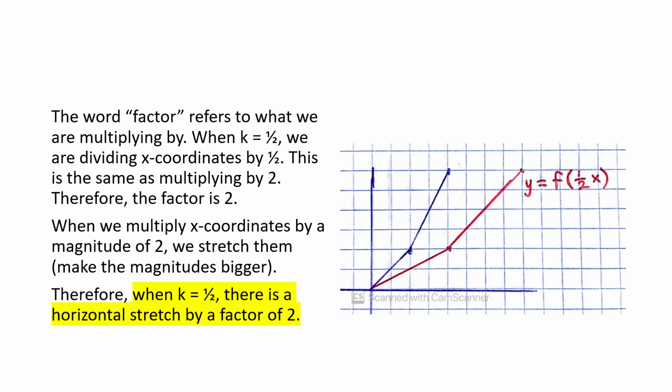And when your factor is 2, multiplying by 2, things get bigger. Horizontal stretch. Horizontal because it's the x coordinate, stretch because they're getting bigger. So like the middle paragraph says, when we multiply x coordinates by a magnitude of 2, we stretch them, make the magnitudes bigger. Therefore, when k equals a half, there's a horizontal stretch by a factor of 2.